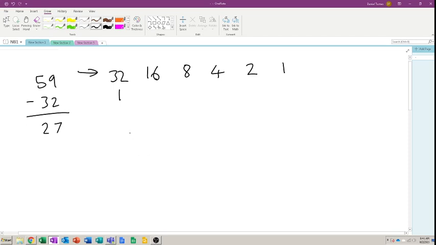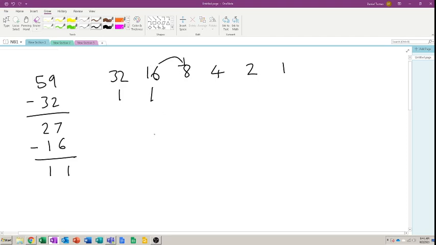So far, so good. I then move on to the 16 column with 16 studs on my brick. And I say, does 16 fit into 27? And I say, yes, it does. So I take 16 away from 27, which leaves me with the number 11. So I put a 1 in the 16 column.